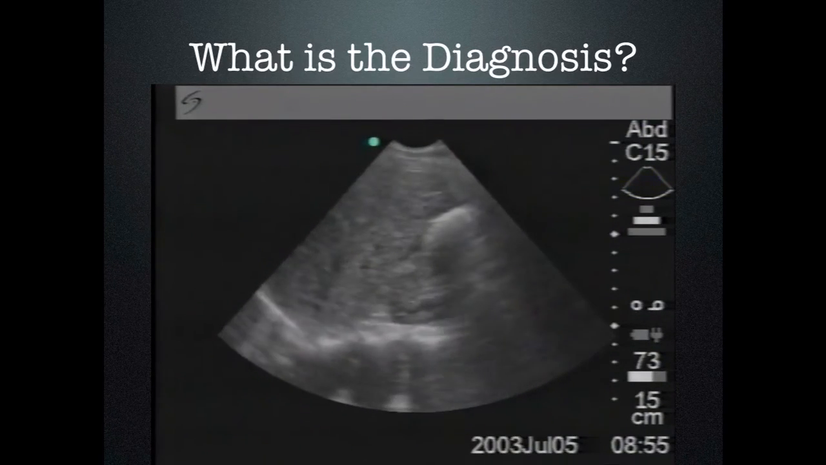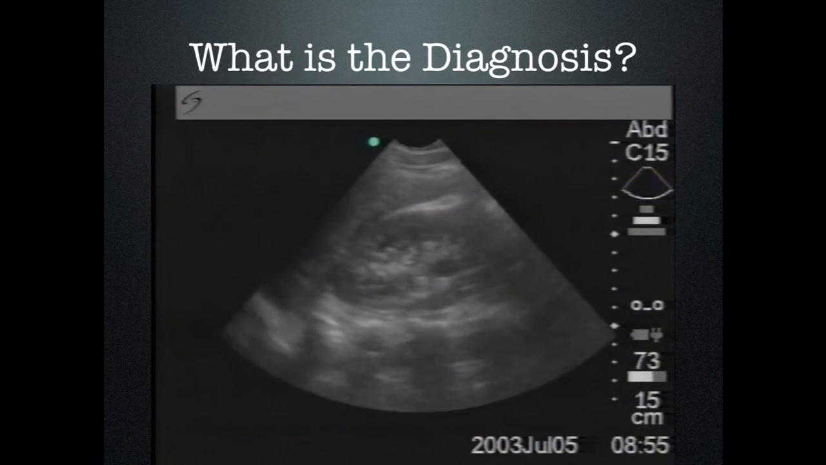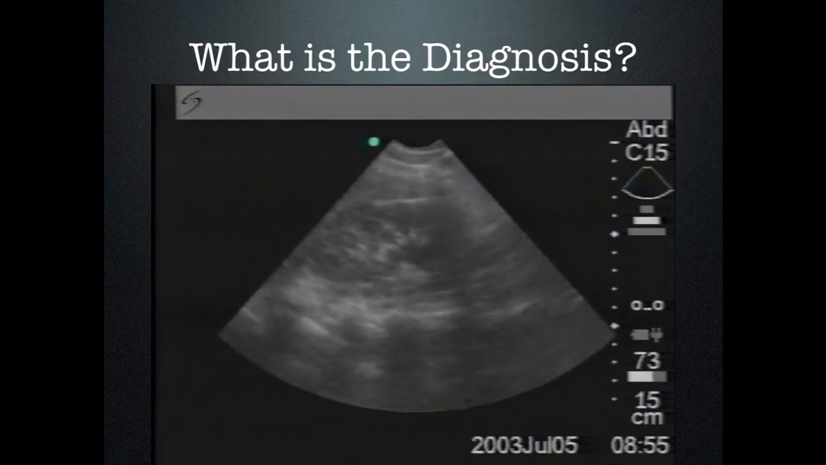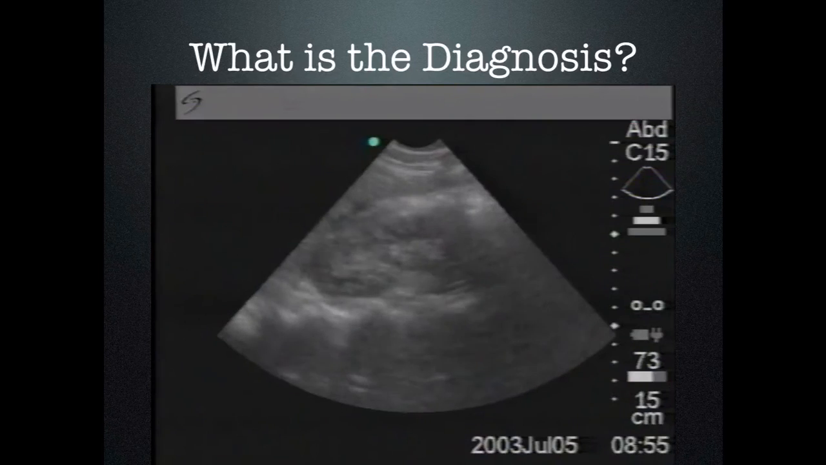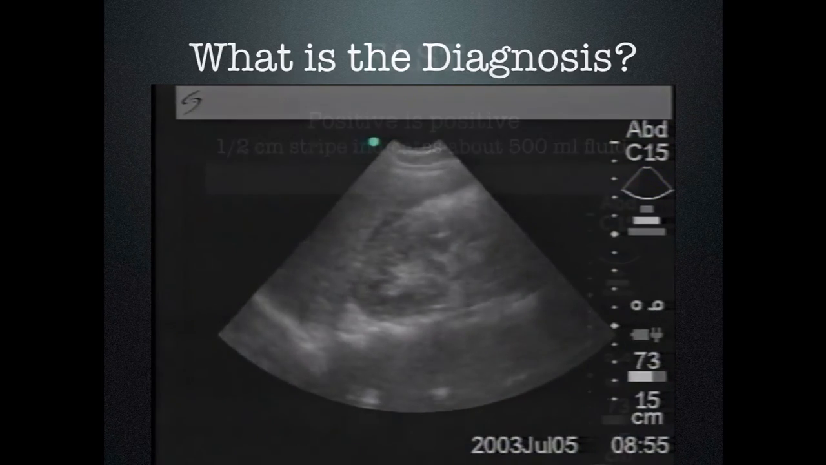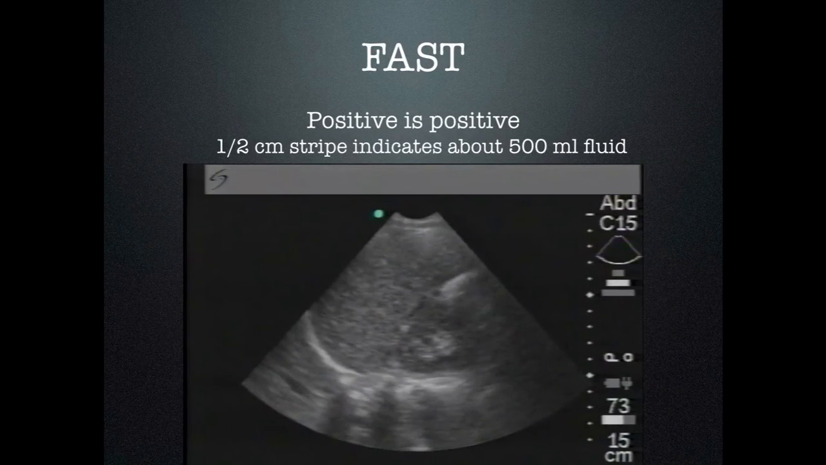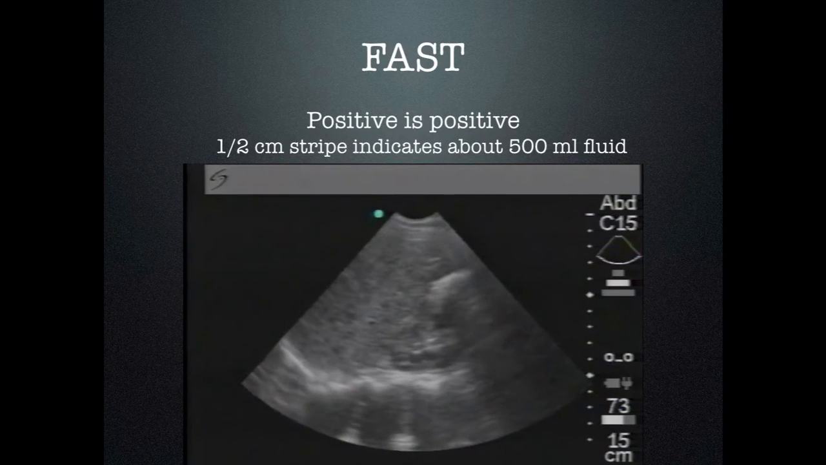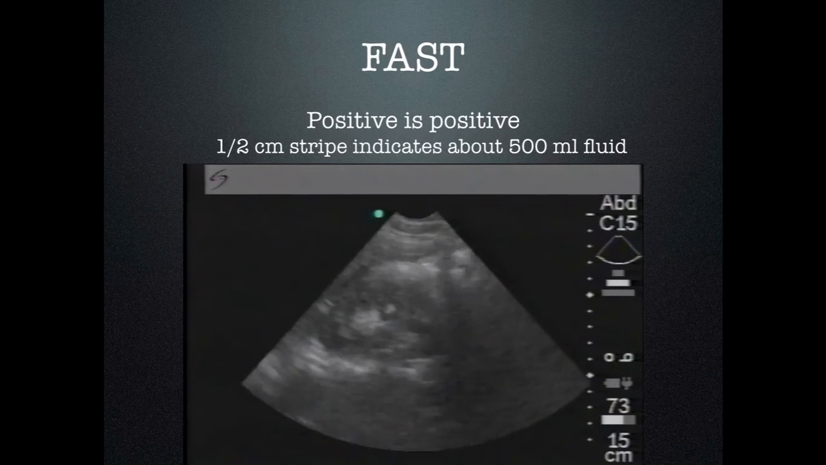So what's the diagnosis here? We have the right upper quadrant window, we have the liver, and we have the kidney. Is it positive or negative? If you look, there's a very small stripe of fluid between the liver and the kidney. So this is a positive FAST exam.